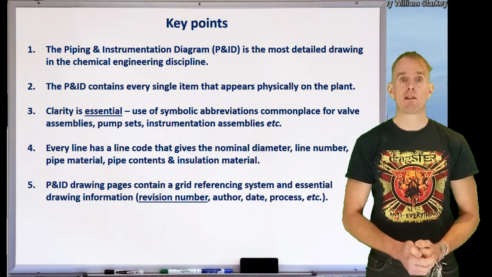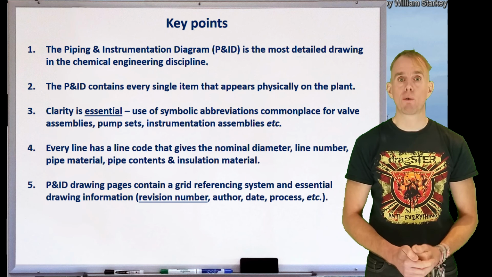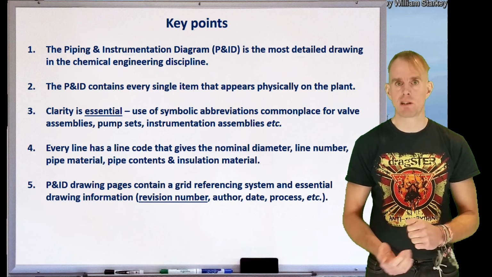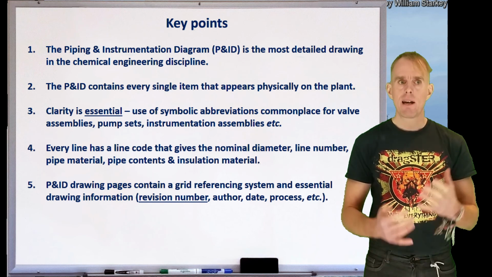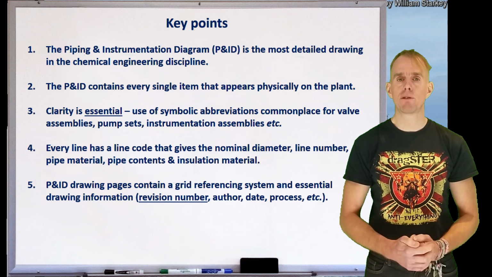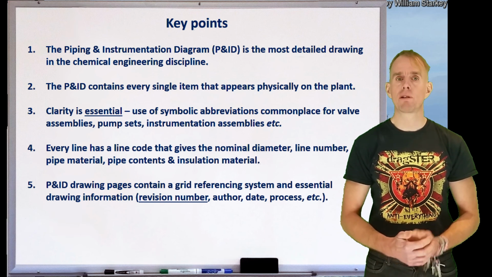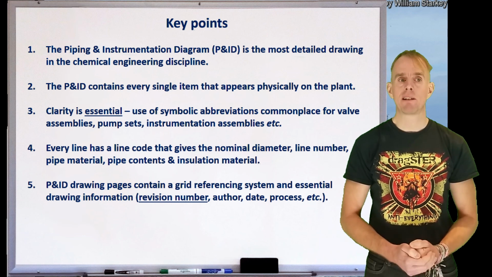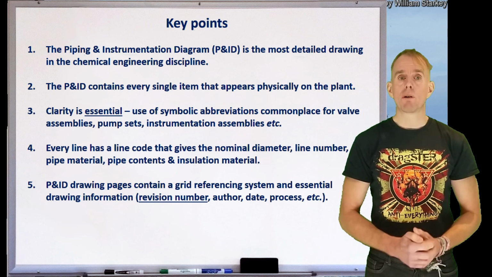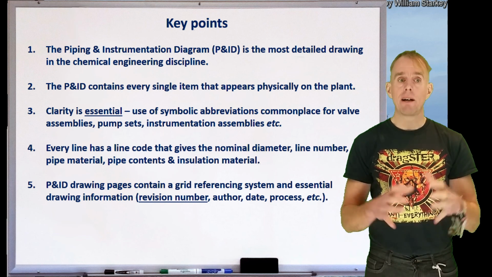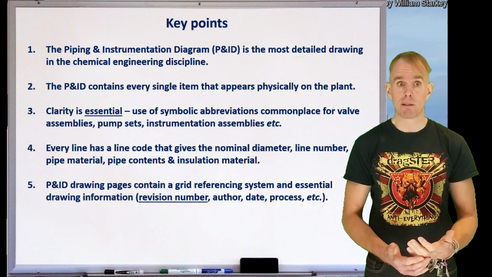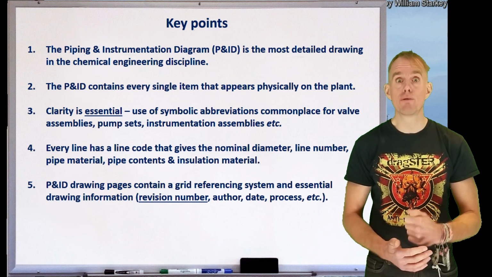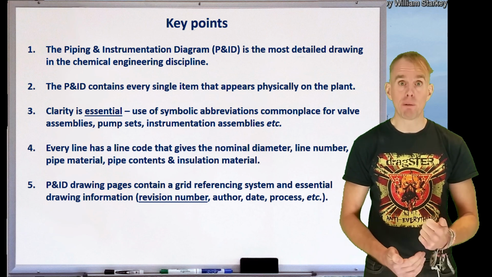We can assist clarity by using symbolic abbreviations for commonplace assemblies, for example, valve assemblies, pump set assemblies, instrumentation assemblies, and so on. Every line has a unique code that gives not only the nominal diameter of that line, but also its unique line number, the piping material, what's in the pipe, and some idea about insulation. We've also got the P&ID drawing page as containing a grid referencing system, which is very important, and also essential to version control, information about who drew the diagram, when it was drawn, and what version number it is.